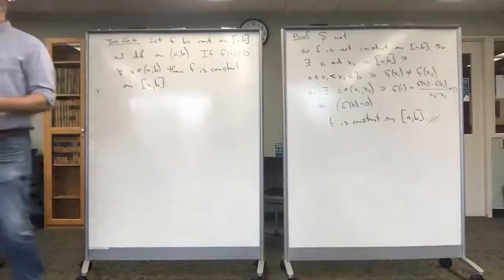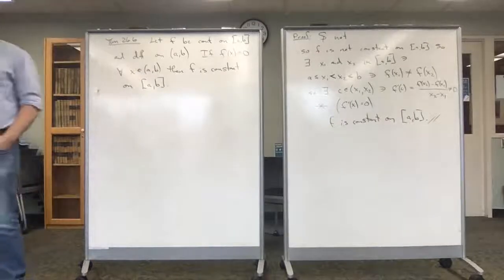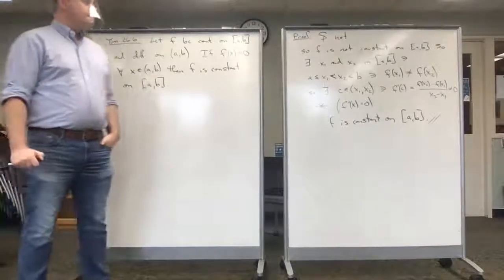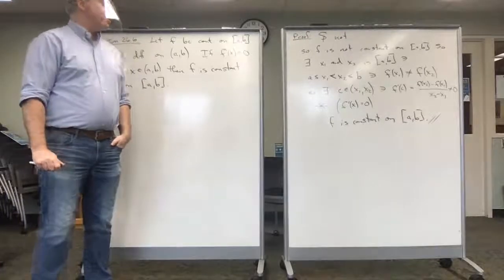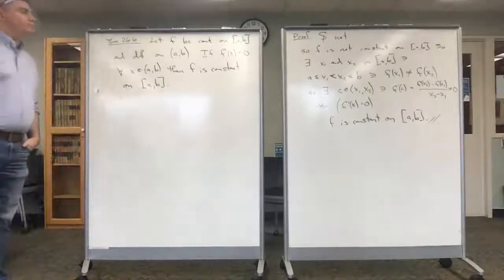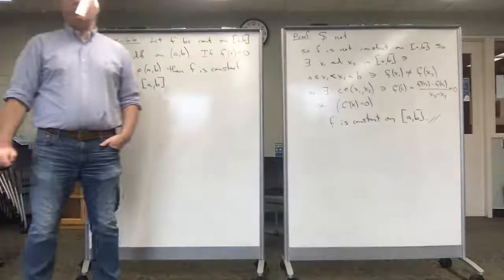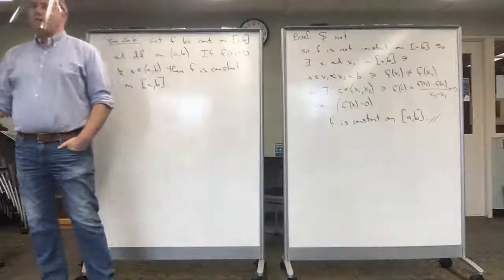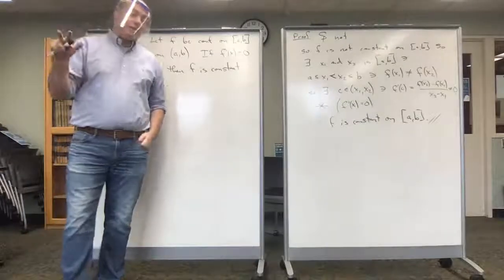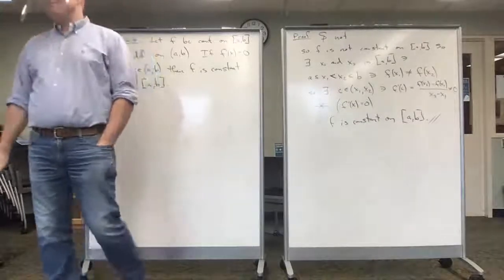Any questions? Okay, so this one is typically in calculus called the zero derivative theorem, because if your derivative is zero, then you have to be a constant.